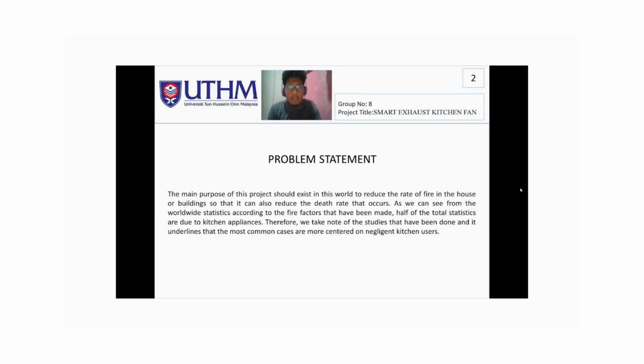So the problem statement: the main purpose of this project is to reduce the rate of fire in the house or building, so that it can also reduce the death rate that occurs. As you can see from the worldwide statistics, half of the total fire statistics are due to kitchen appliances. Therefore, we take note of the studies that have been done, and they underline that the most common cases are centered on negligence of kitchen users.